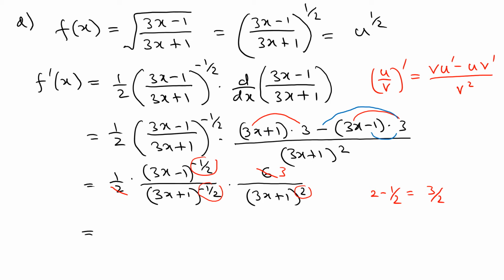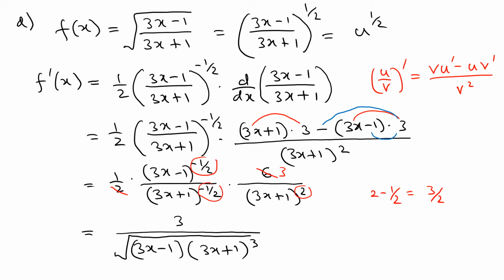we have 3, and you can write this one as 3x minus 1 to the 1 half, and then the other one is 3x plus 1 to the 3 halves, so I'm going to put 3 here and take the half, that means square root of the whole thing. So that's the final answer for this problem. So let's look at the next one.